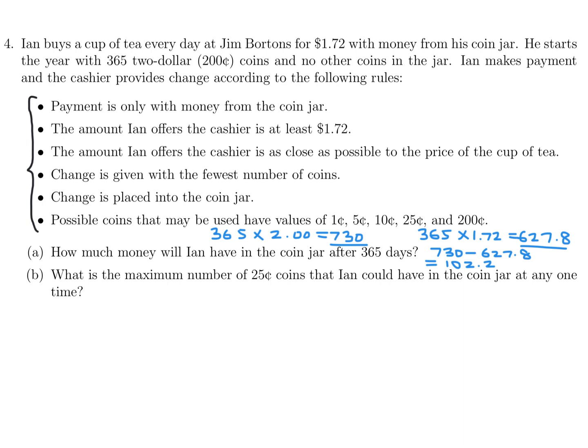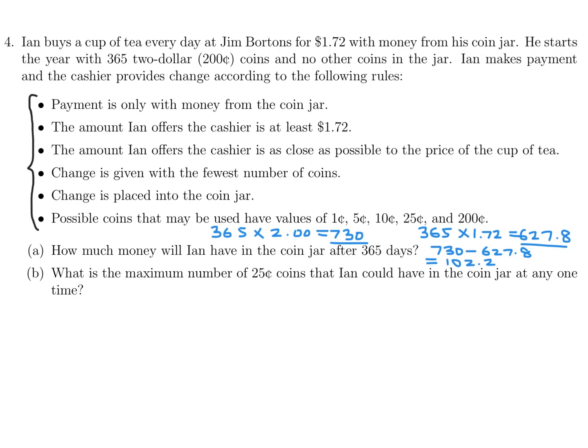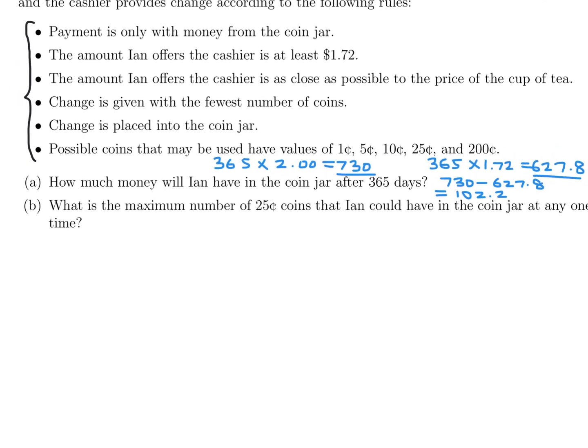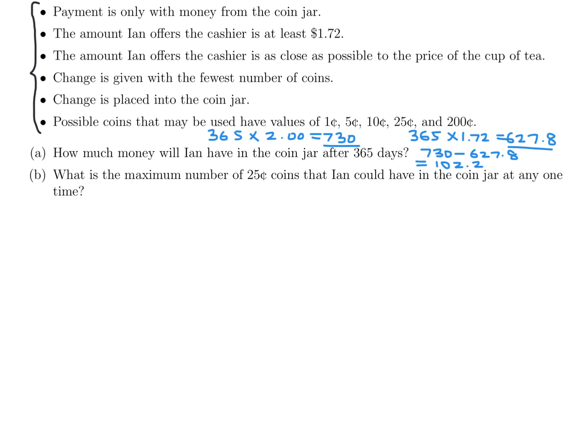Now we get into a little bit more complicated. What is the maximum number of 25-cent coins that Ian could have in the coin jar at any one time? So this part is what you have to kind of do a day-by-day analysis. So here's the day. Day 1, day 2, day 3, day 4, day 5, and so on, right? 6, 7, 8, 9, 10, and you just keep going. And then how much he gives, that needs to be calculated. And then what is his change?